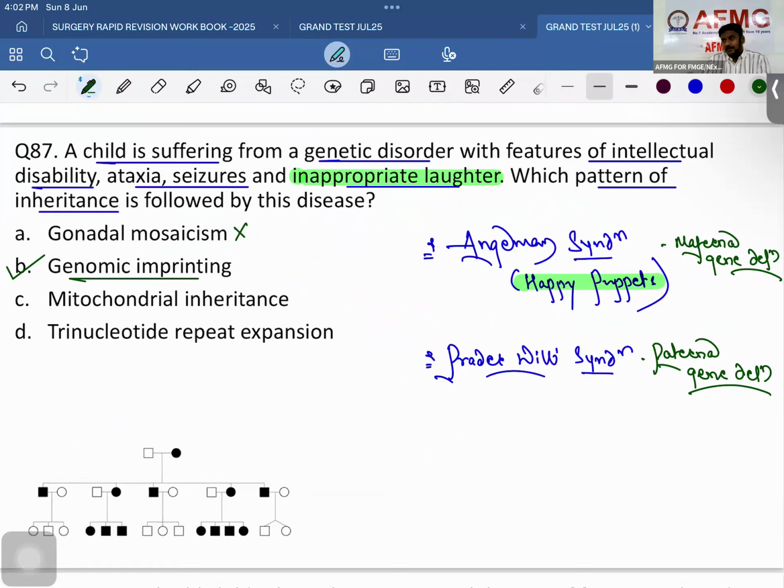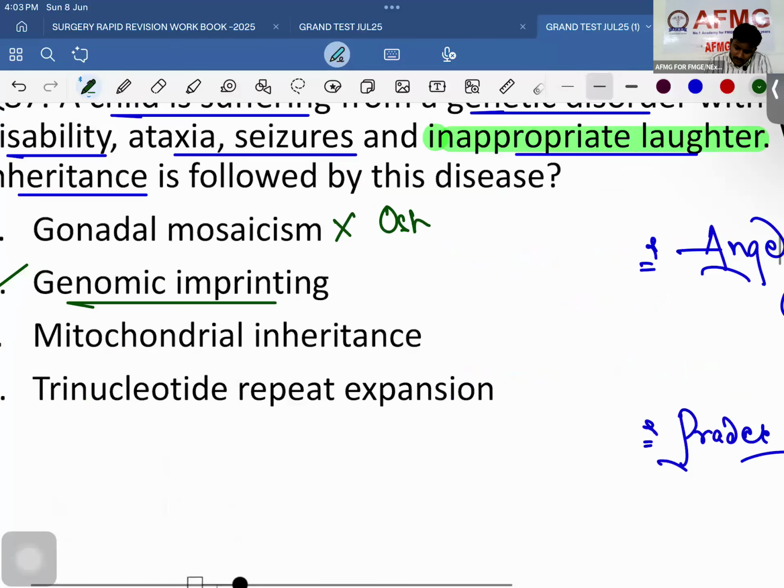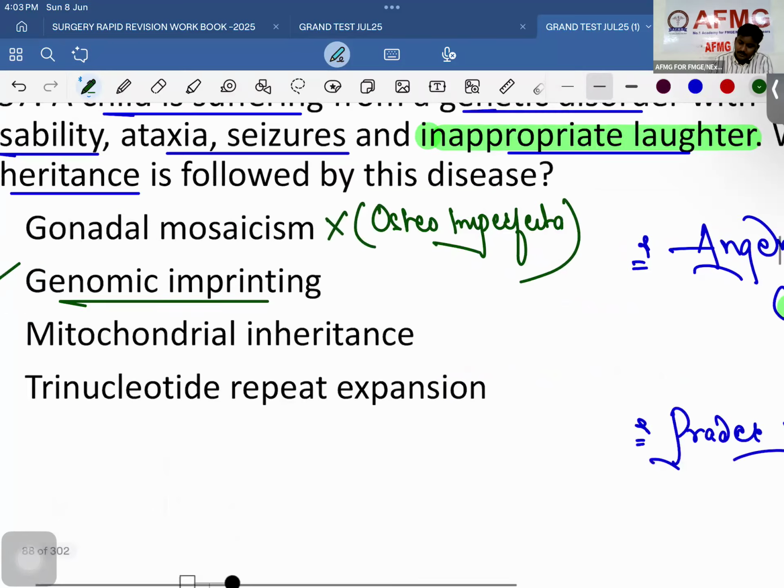Gonadal mosaicism ka matlab kya? Mother is not having the disease, father is not having the disease, suddenly the baby has a disease, beta. This happens because there was some defect or mutation after fertilization, beta, once the zygote was formed. Okay? And usually a disease that follows gonadal mosaicism will be osteogenesis imperfecta. So osteogenesis imperfecta can definitely follow, beta, gonadal mosaicism. Some cases, not all of them.